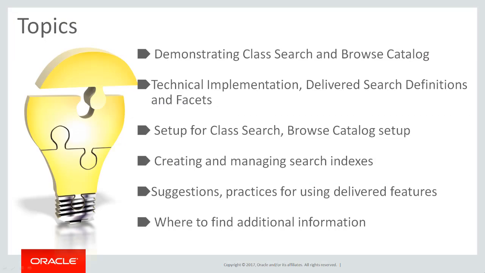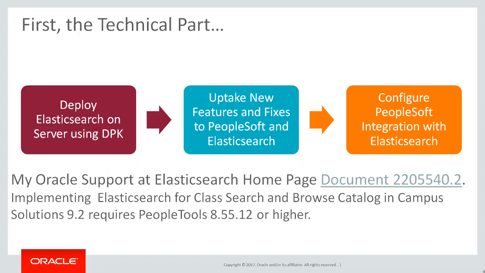Now that we've reviewed how these features are used, let's examine how we get Class Search and Browse Catalog to work in Campus Solutions 9.2 in the Fluid UI. Remember, the first step to making Class Search and Browse Catalog work in Campus Solutions is to set up and successfully test Elasticsearch for your Campus Solutions 9.2 environment.